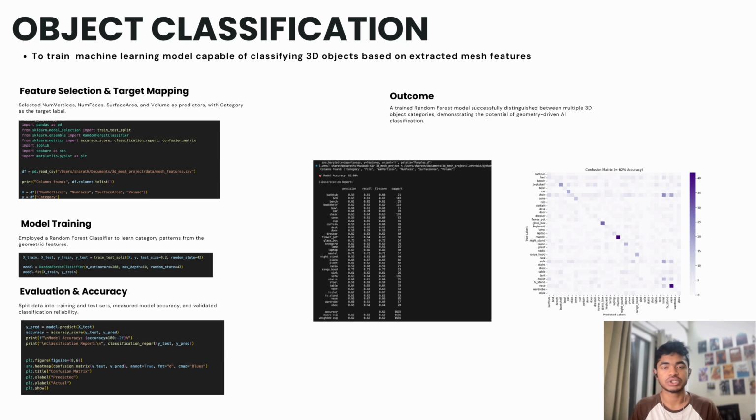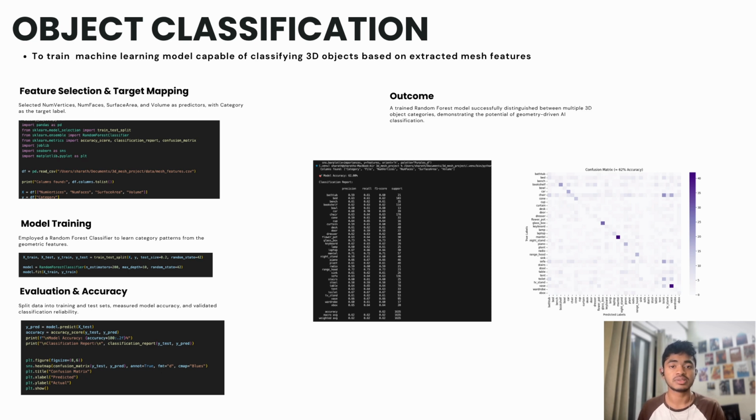As we have seen the demonstration of feature extraction, now we'll continue to object classification. The classification stage was implemented using the classifyObjects.py script. Here, I loaded the CSV generated earlier, isolated the geometric features such as vertices, faces, surface area, and volume, and encoded the categorical labels using label encoder.